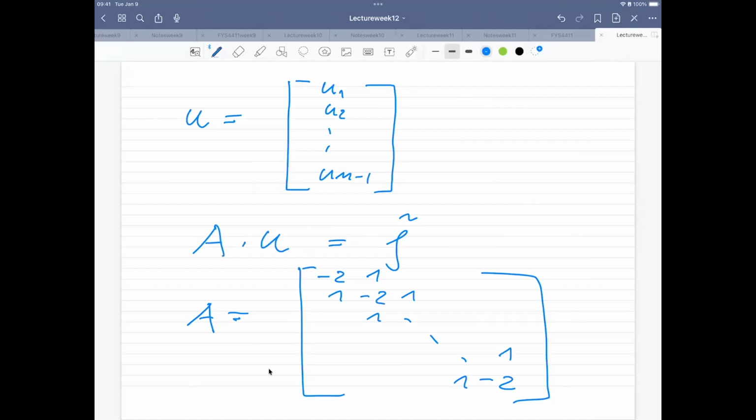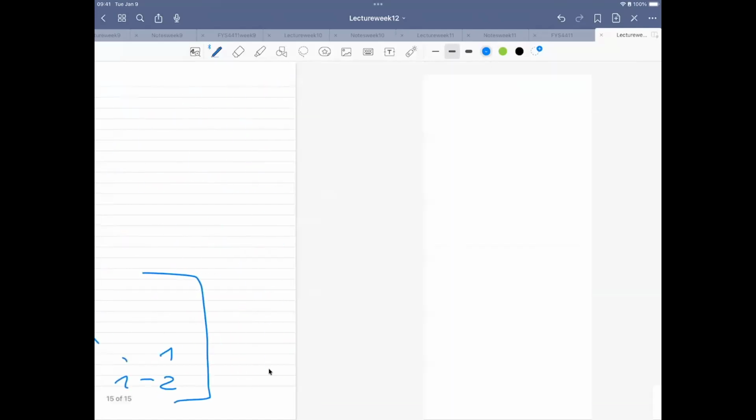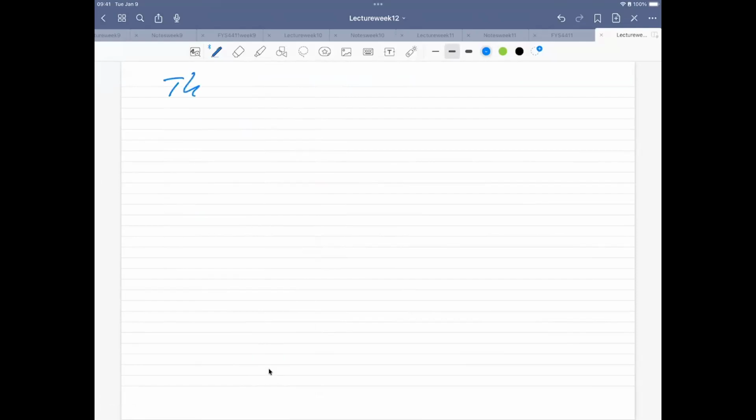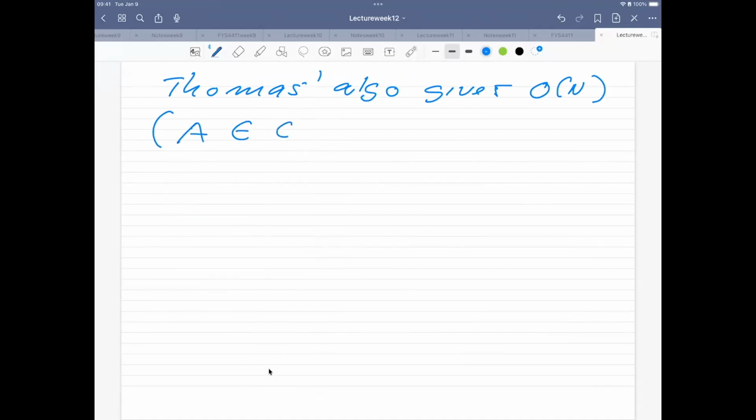So in our case, the matrix A is given by this one, and the classical algorithm, the Thomas algorithm, gives us O of n when A is assumed to be a matrix. In our case it's real, but we could assume that this is a complex matrix. So this gives us n floating point operations. Actually, you can do a precise count, and it's 4 times n.